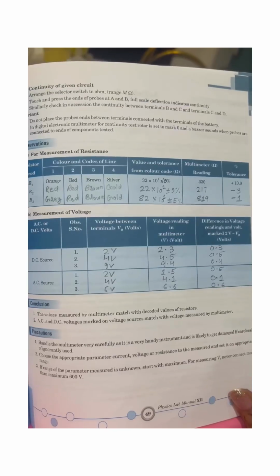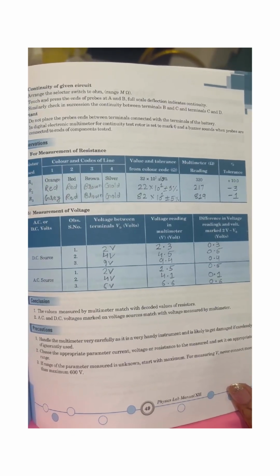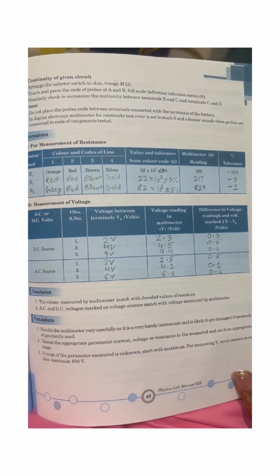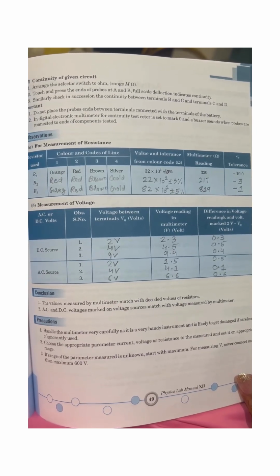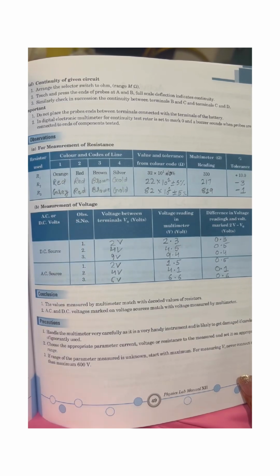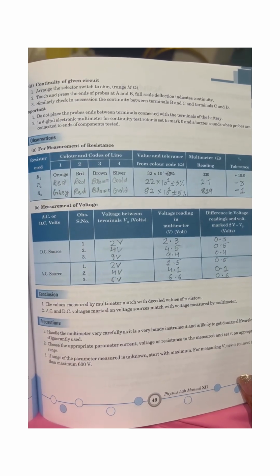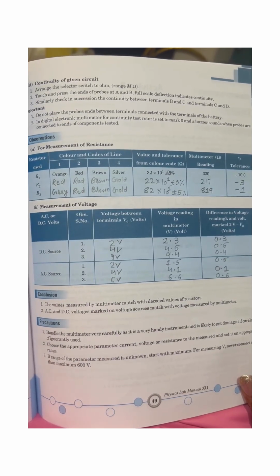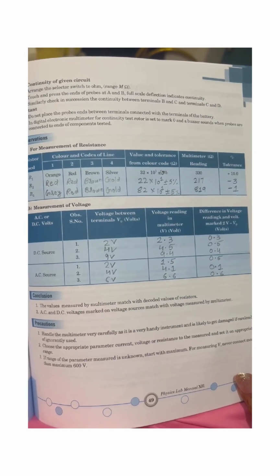Now all the readings will be tabulated in the observation table. Here for the resistance only two readings are written. Next, for the DC source and AC source all the readings are written.